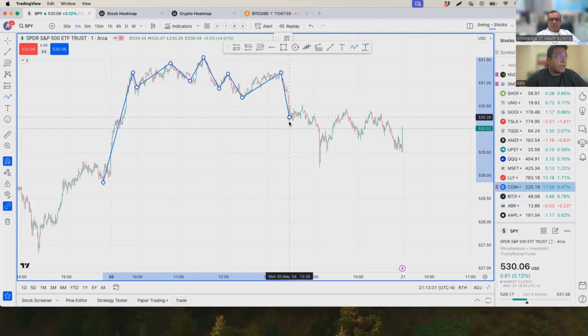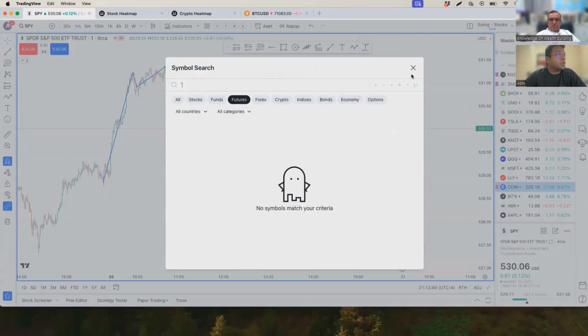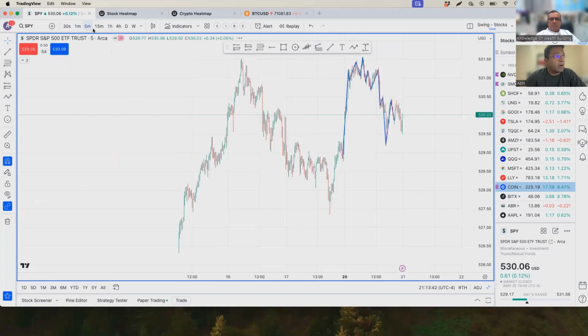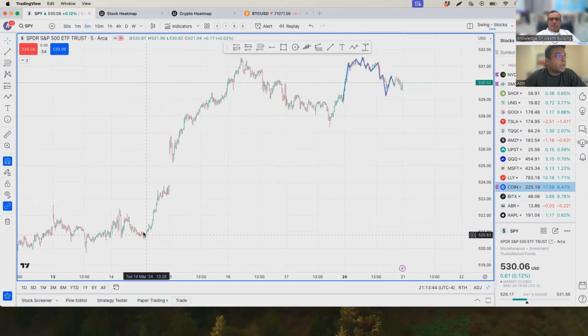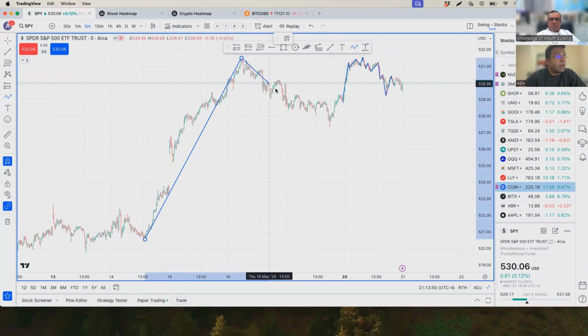There is no uptrend. It's not making higher highs. It's making lower lows. And if I go to a 5-minute chart, this is the trend that we see here. It goes from a swing low, swing high, and a higher swing low, which is good, but it never made a higher swing high.